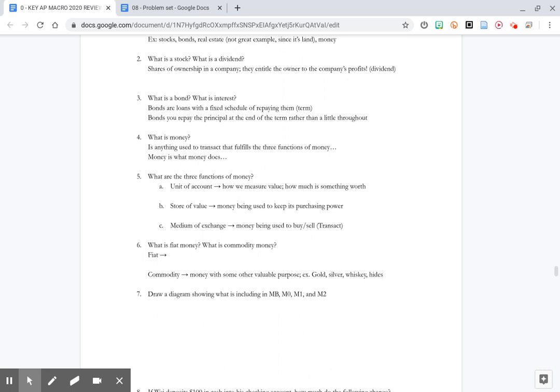And then fiat money is money where the government has made it so that it has value. So in other words, there's no other real use or value in the money except for its use as money.